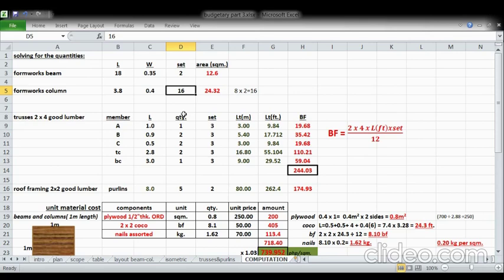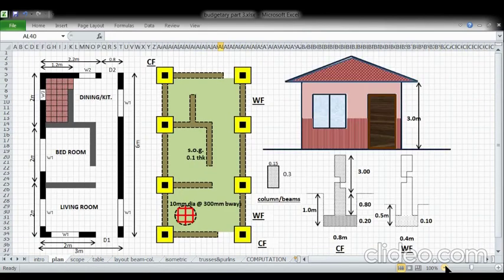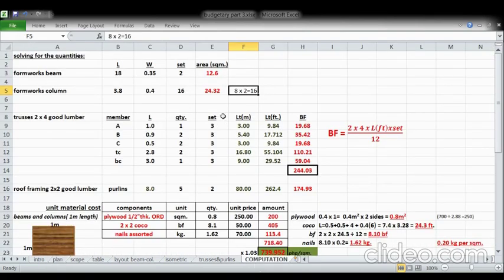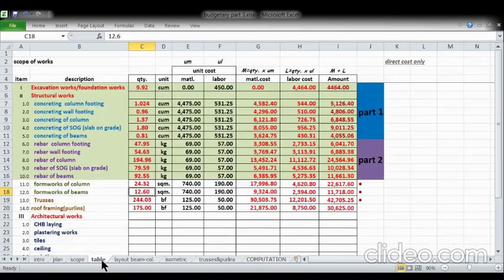So sets, 16 sets. Why 16? 8 times 2 is 16, because we have 8 columns: 1, 2, 3, 4, 5, 6, 7, 8. 4 plus 4 is 8. Each column has 2 sides, so that's why we end up with 16 sets. And the product now will be length times width, 3.8 times 0.4 times 16. That will give us 24.32. Put it on the table, 24.32. Okay, that's it. So we go now to the trusses.